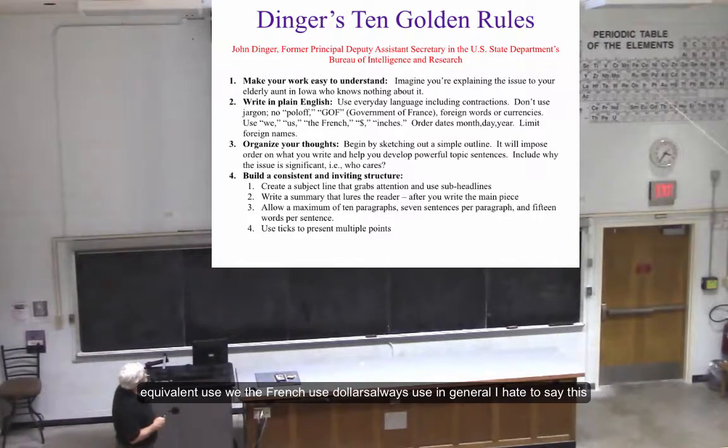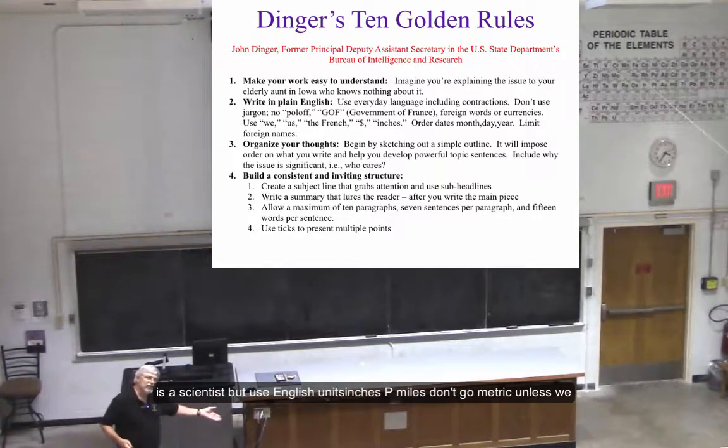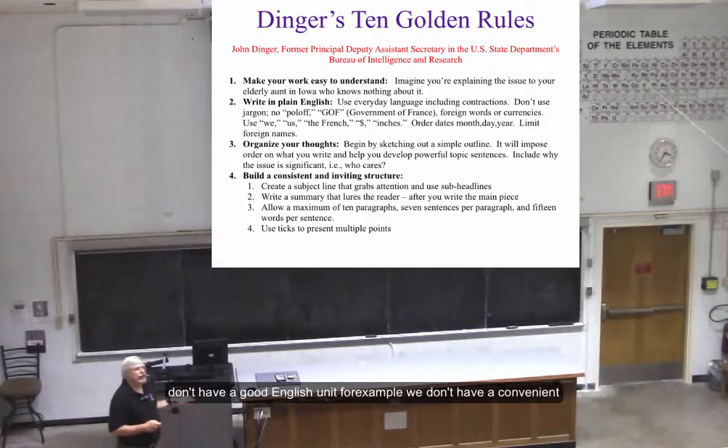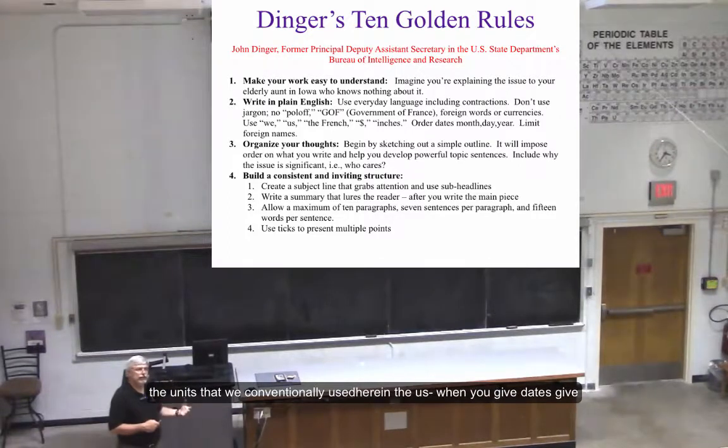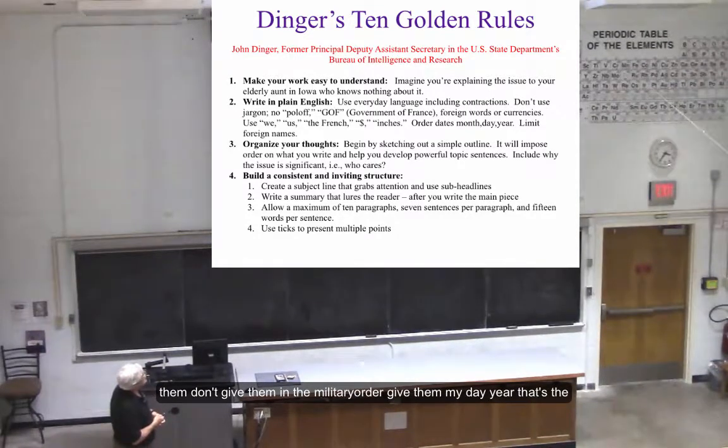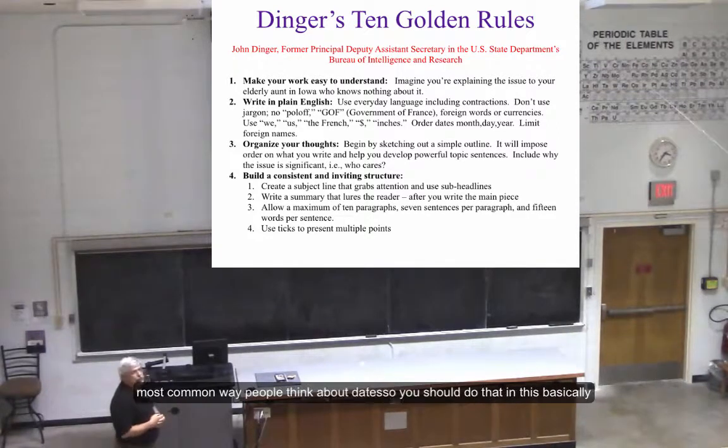Use dollars always. In general, I hate to say this as a scientist, but use English units, inches, feet, miles. Don't go metric unless we don't have a good English unit. For example, we don't have a convenient English unit for power. We use watt in the US. That's okay, use watt. In other words, use the units that we conventionally use here in the US. When you give dates, don't give them in the military order, give them month, day, year. That's the most common way people think about dates, so you should do that in this.